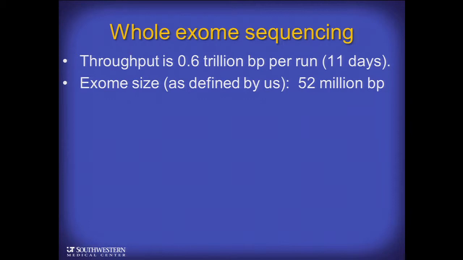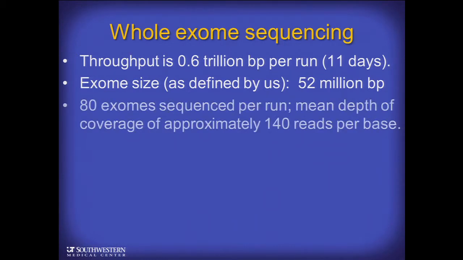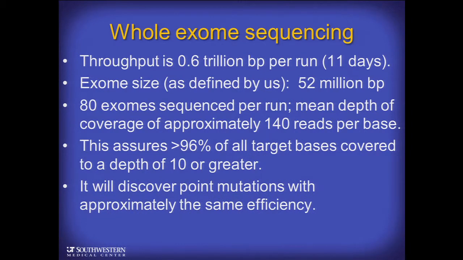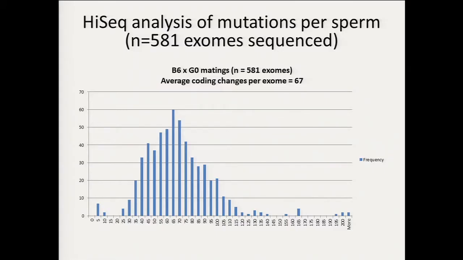The size of the exome, as we define it, is 52 million base pairs, and we run typically 80 exomes, 80 mice equivalents, every time we run the machine, and the average depth of the reads at every base is 140 reads. Of course, there's some variability, and some are not covered to that depth, but we know that 96% of all target bases are covered to a depth of 10 or greater, and that means that the discovery of point mutations has about that same efficiency. We're identifying about 96% of them.